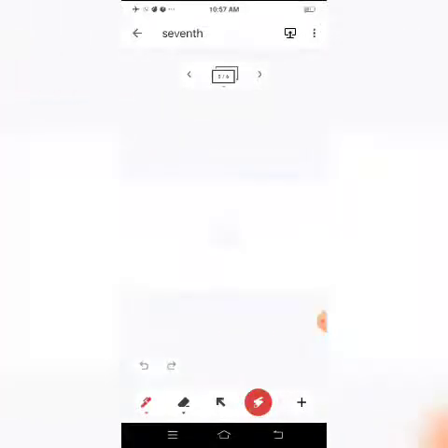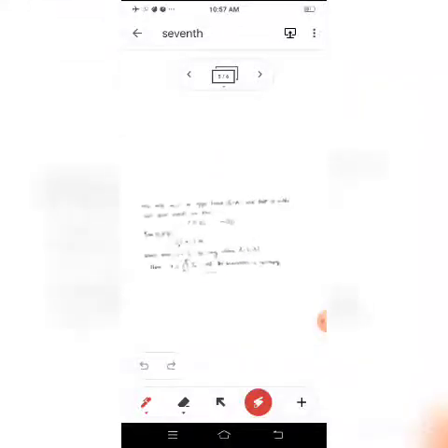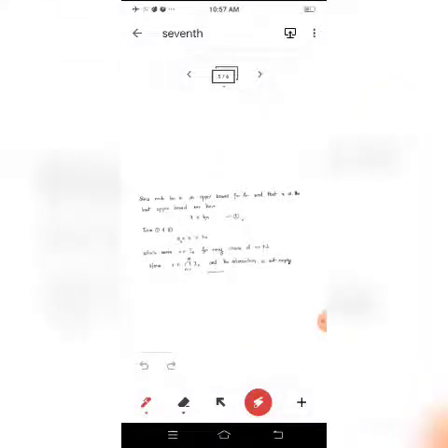Next, since each b_n is an upper bound for A, and x is the least upper bound, we have x less than or equal to b_n. Since every b_n is an upper bound for A, the b_1, b_2, b_3, etc. are the upper bounds for A. And x is the least upper bound, x is the supremum, so we can write x is less than or equal to b_n. That will be taken as equation number 2.